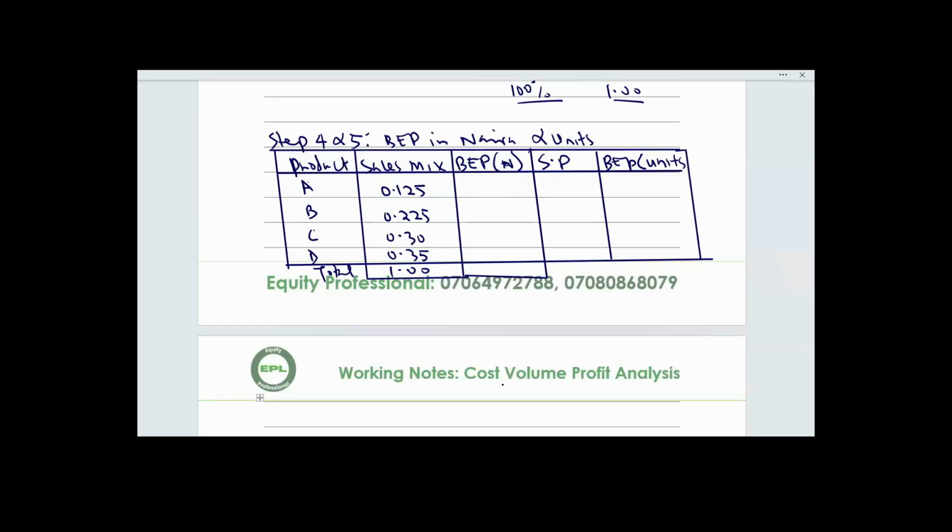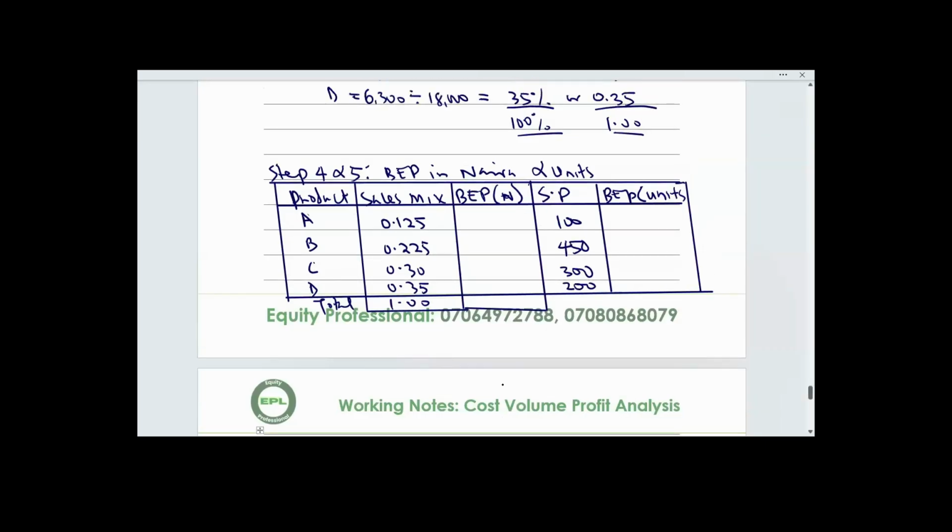What's the selling price of A? 100 Naira. B? 450. C? 300. And D? 200. So watch out. Then we want to distribute.